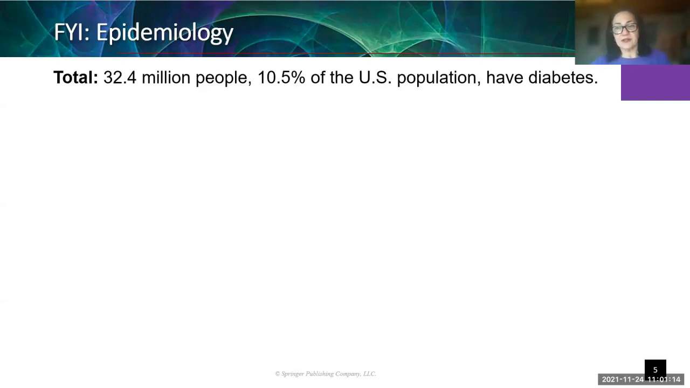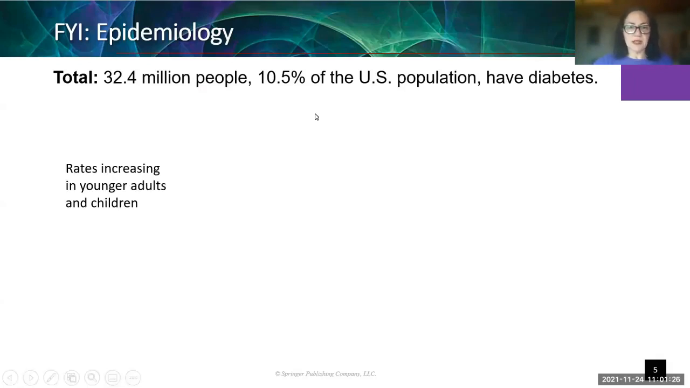And there's higher than that amount that have undiagnosed diabetes or even prediabetes, where somebody wouldn't be prescribed medications for it, but the elevated blood glucose is already doing damage to the body. And the rates of diabetes are increasing in young adults and in children. Type 2 diabetes is by far more common than type 1, but both type 1 and type 2 are seeing an increase in numbers, and we're seeing it in younger and younger people.